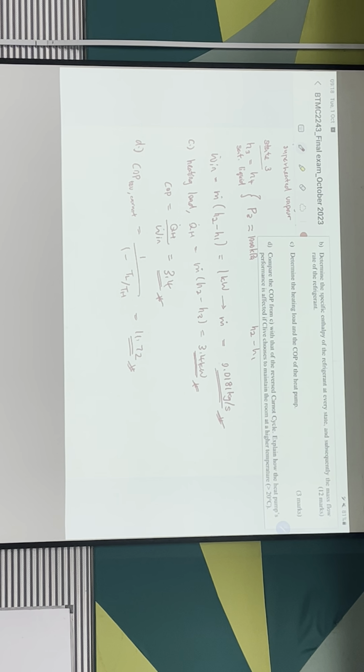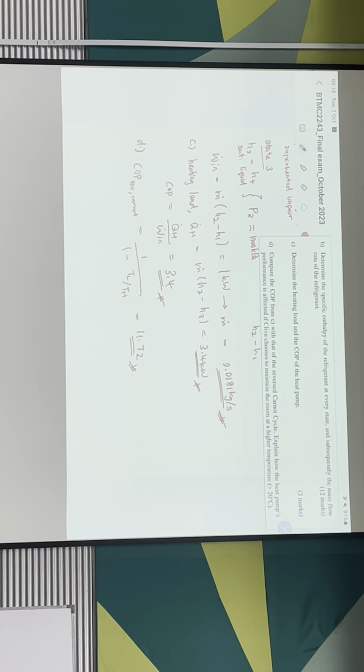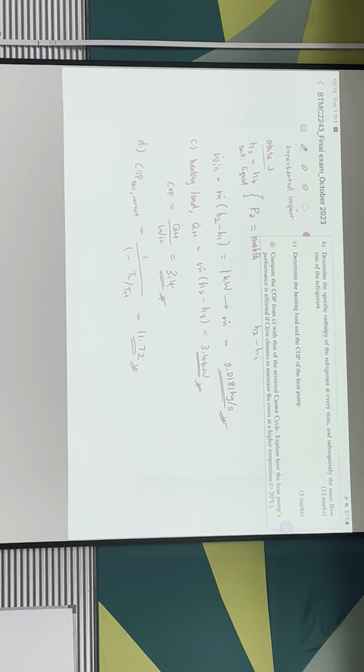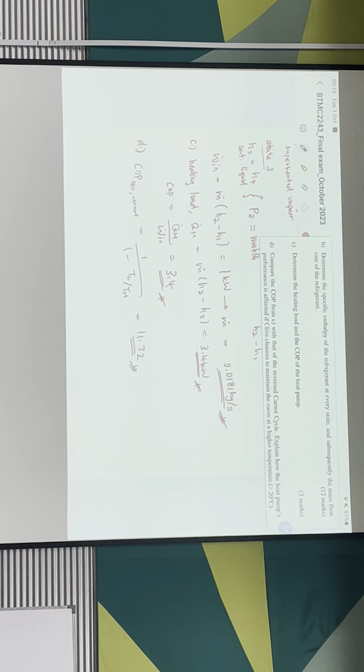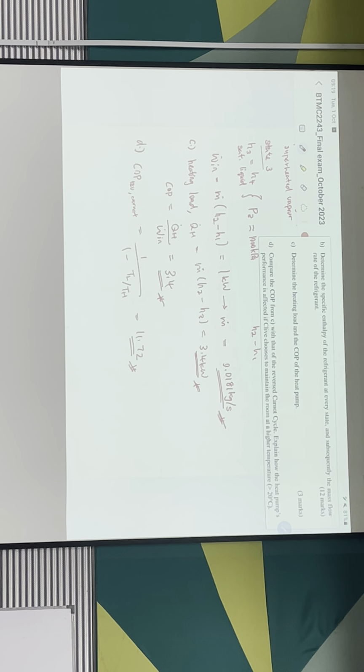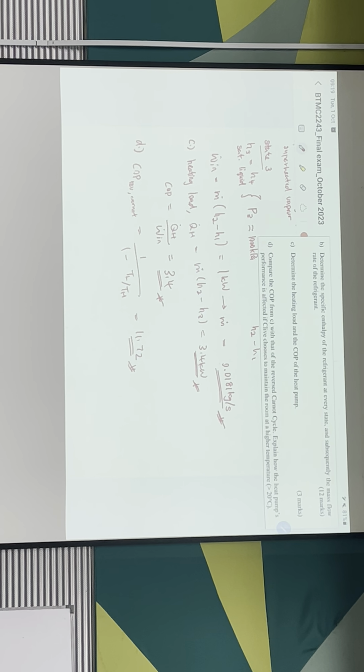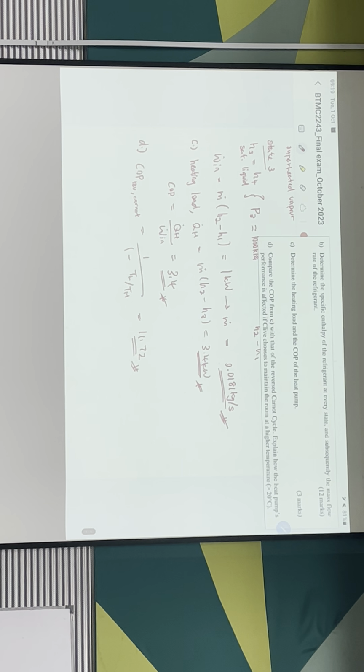So explain how the heat pump's performance is affected if Clive chooses to maintain the room at a higher temperature, more than 20 degrees Celsius. So this year's question maybe in some way is not as good because this is actually a repeat of question 3 if you think about it. Which means that if you don't understand question 3, you probably cannot do this also. What I mean is this, because in question 3 I asked how you change the efficiency of the Carnot cycle, right? And there is a change in T. So this actually uses the same concept. So if he chose to maintain the room at a higher temperature, you can actually just use this equation to explain.